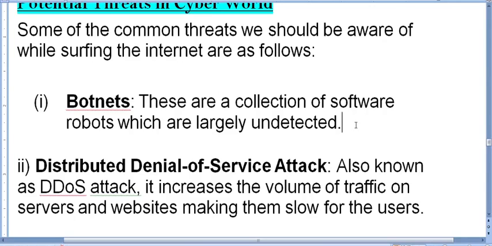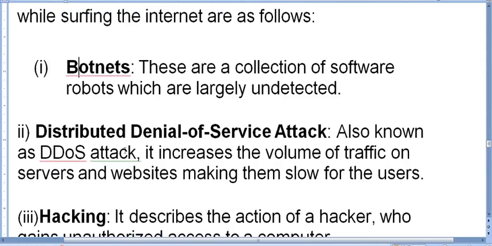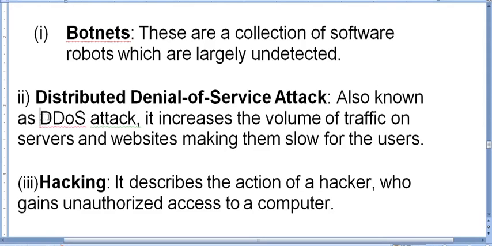Automatically, this botnet or these software robots can send spam to your email and can also send malware. You are going to study what malware is later. So botnets are software robots controlled by their creator, which come in a group or an army and attack your computers, and they can create spam mails as well as malware. The second one is the distributed denial of service attack, also known as a DDoS attack.